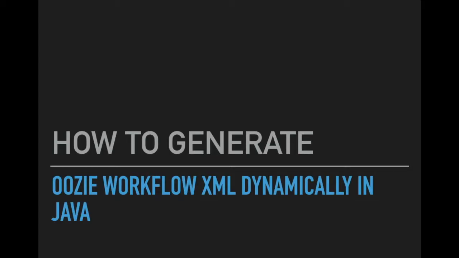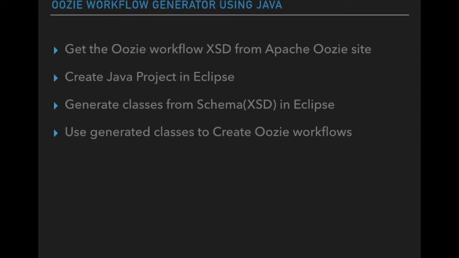So what we did was, the first step was to get the XSD from the Apache Oozie website. Then we create a Java project in Eclipse, and then we create different classes referring to that XSD. Again, that is done in Eclipse, and we wrote a Java class which can refer to the generated classes and then generate the Oozie workflow.